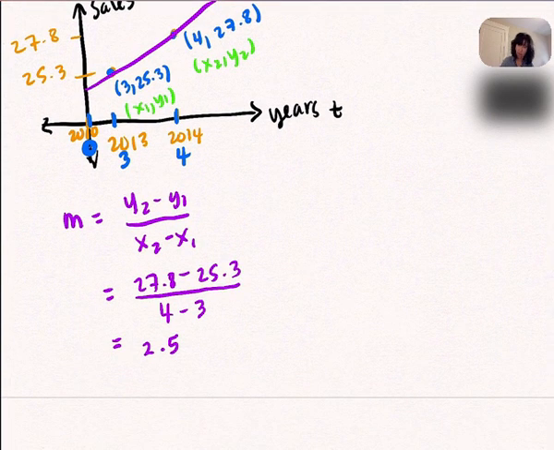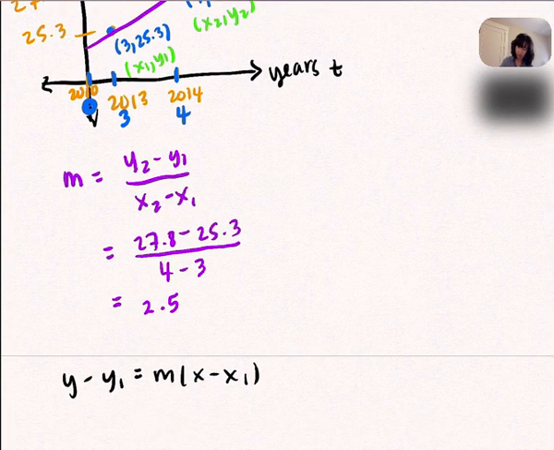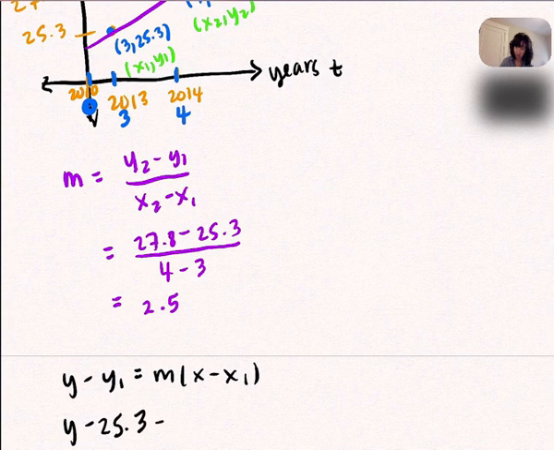So I'll write down this formula: y minus y1 equals m times x minus x1. And I'm going to plug in a specific point. I'll pick this first one. So we'll plug in for y1, 25.3. And we know m, we just found it as 2.5. And then for x1, we'll plug in 3.